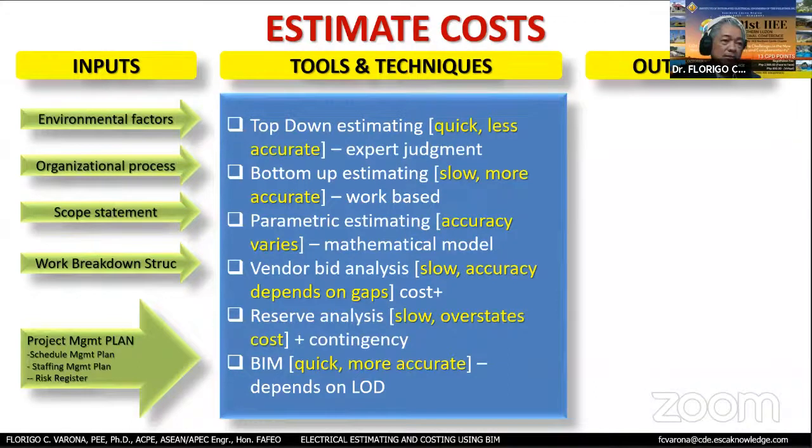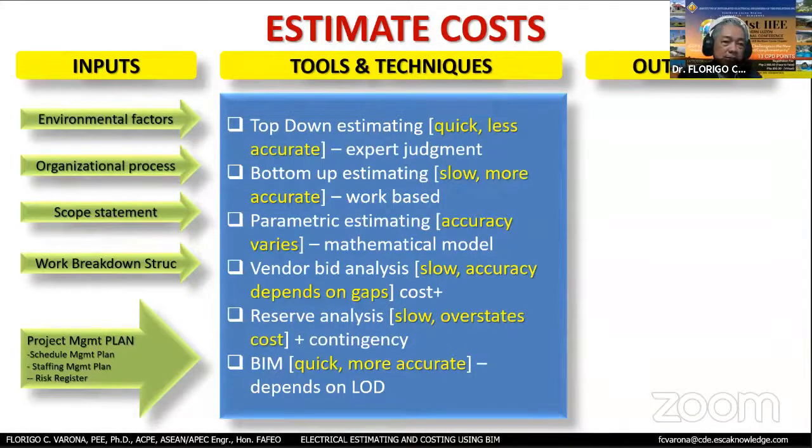This is slow. Accuracy depends on gaps, and what you do is cost plus. So what you do is farm out some of the works to some specialist or specialty group, have them do the estimates, much more detailed estimates. So and then collect all those estimates, and then you know come up with some additional costs on your part, and then that way what you do is just integrate all the estimates that you will get from subcontractors.